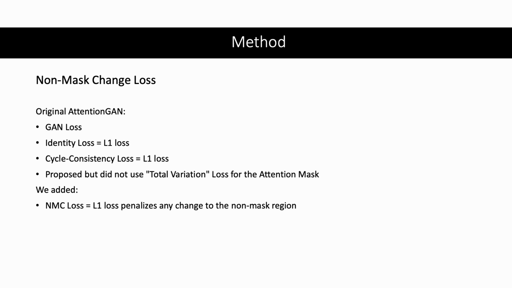Because the official code repository of AttentionGAN didn't implement this attention mask loss, we directly replaced it using our attention-related loss, the non-mask change loss. This loss utilized the fact that after our first step, we already have the ground truth facial mask region. That is to say, we also have the ground truth non-mask region. So it compares the input image with the final output and penalizes any change to the non-mask regions.